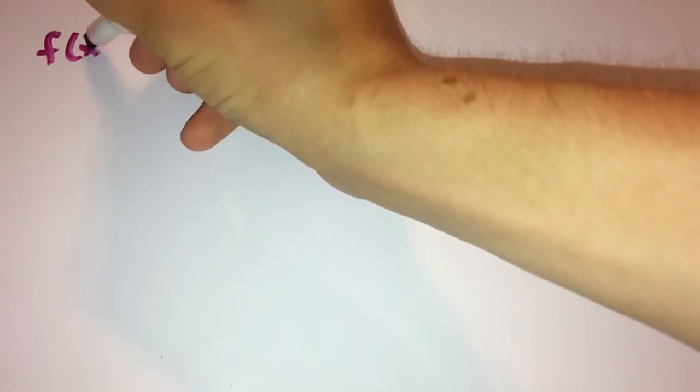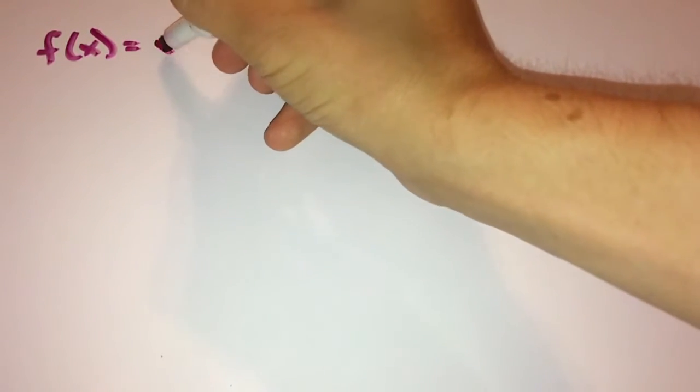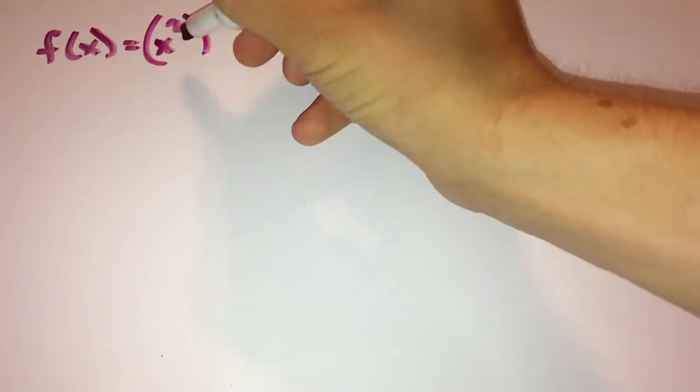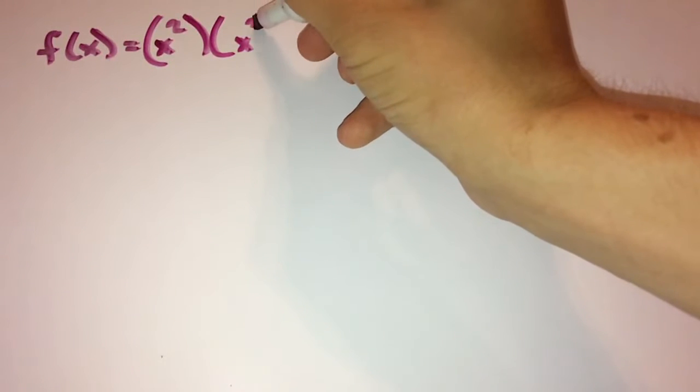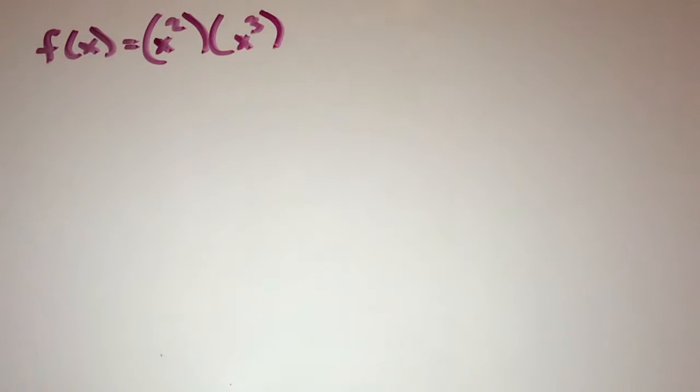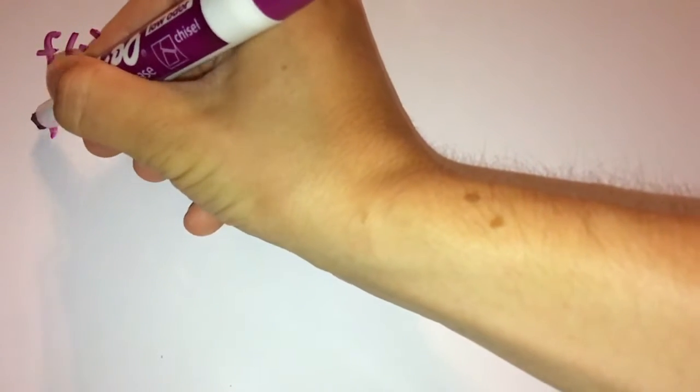Okay, so let's go ahead and jump into our first problem here. So we'll have f of x equals x squared times x cubed. Now we could solve this by simplifying and using the power rule, but for the purposes of this video we're just going to use the product rule.